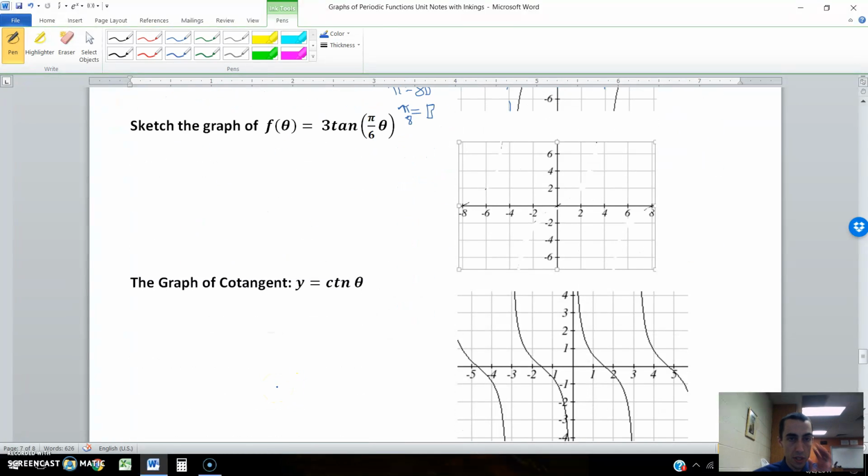Next up, 3 times tangent of pi over 6 theta. Notice that we don't have any plus something going on, so our midline is going to be right here. Next up, the amplitude is 3, and the period will be pi over b, which is pi over 6. So we'll keep, change, flip. That's going to equal 6. So the period is 6 units. So the distance between these vertical asymptotes is going to be 6, meaning these vertical asymptotes will be located at 3 and negative 3.